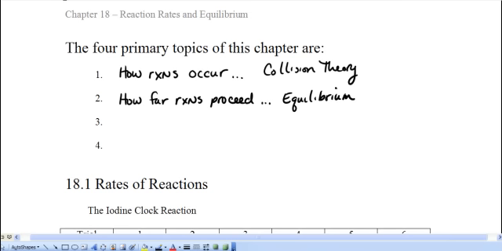In 18.4, we're going to deal with the question of why reactions occur, and we're going to be talking about this in terms of energy, not philosophically, like why we're here. We want to talk about energetically what's making these reactions occur. That's a topic that we address using thermodynamics.